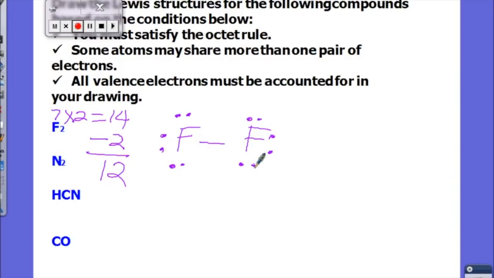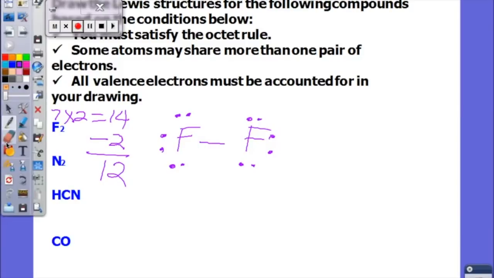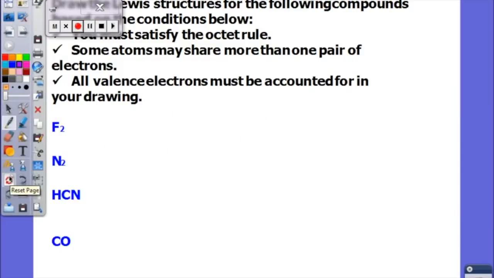Okay, so those are the 2 conditions. Number 1, you need to use the total number of valence electrons. Number 2, each atom should have an octet. If it's not, it's an exception to the octet rule. Alright, so let's reset and do it for nitrogen.